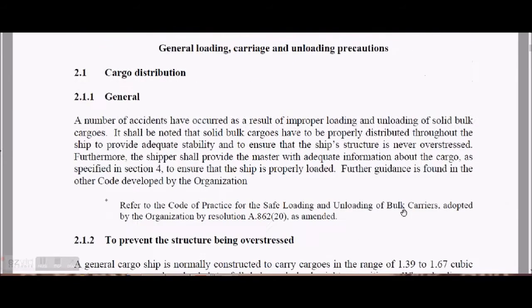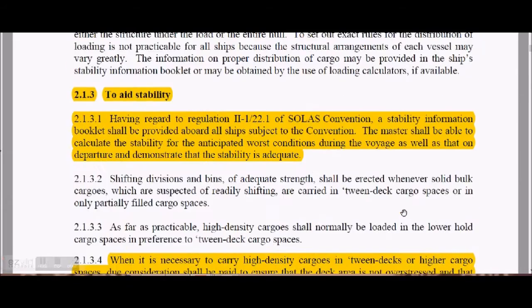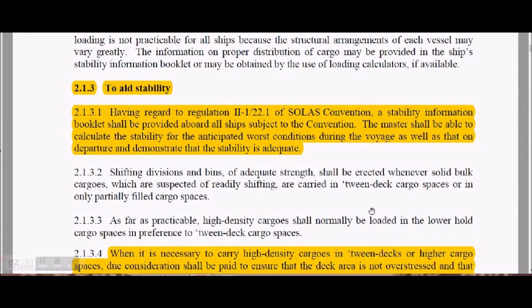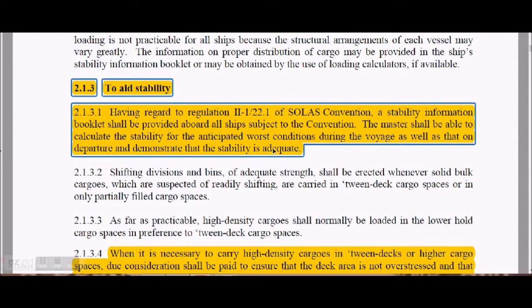Okay, to aid the stability, this one is important. Having regard to the regulation, SOLAS chapter 2 part 1, regulation 22.1 of the SOLAS convention, a stability information booklet shall be provided on board all ships subject to the convention. The master shall be able to calculate the stability for the anticipated worst condition during the voyage as well as on departure, and demonstrate that the stability is adequate. So here we have this SOLAS chapter 2.